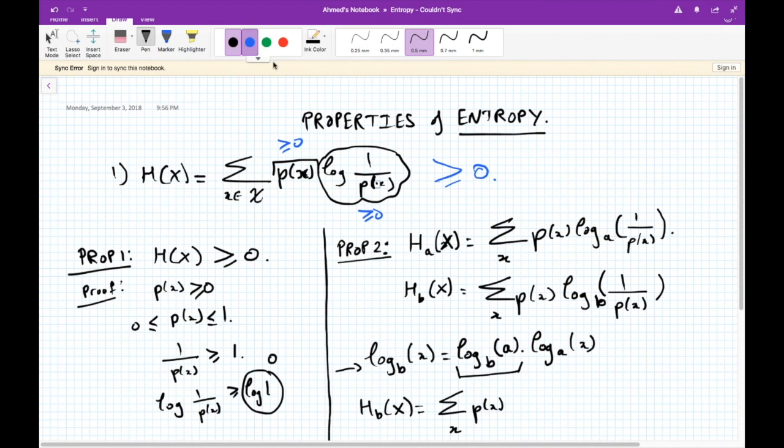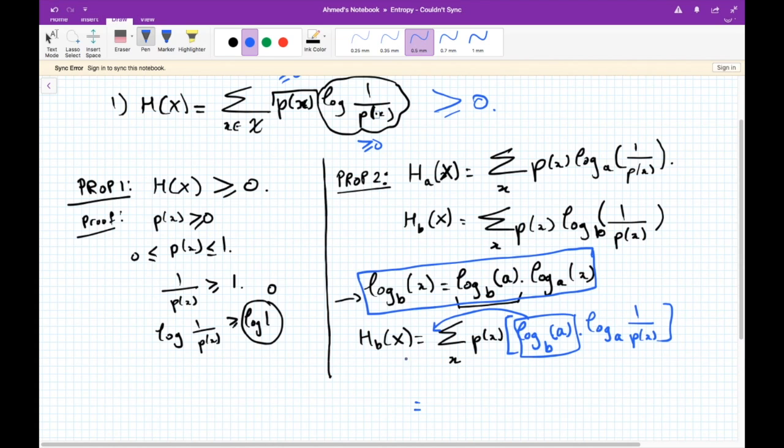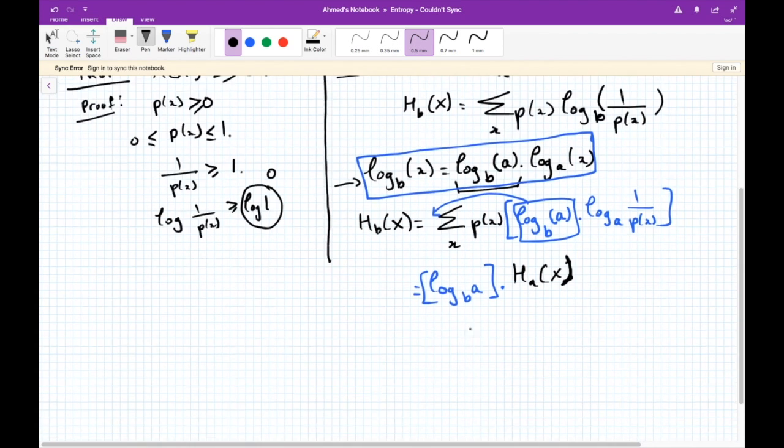Now let's use this property in blue. So instead of log base B of 1 over P of x, I'm going to write log base B of A times log base A of 1 over P of x. This thing is a constant, so it goes out of the sum. Therefore, we end up with log base B of A times the sum of P times log base A of 1 over P, which is H_A of x, right? So to go from one base to another, as you go from logarithms from one base to another, you could also go from entropies from one base to another using the same scaling constant, log base B of A, right? So this is property 2.